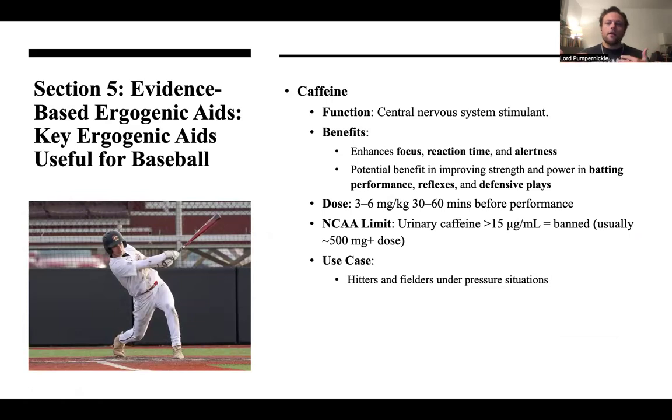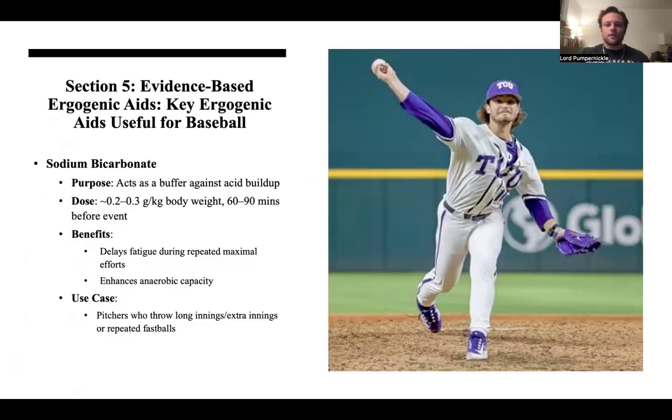Caffeine is another one, a central nervous system stimulant. It enhances focus, reaction time, and alertness. It can help with strength and power, batting performance, reflexes, and defensive plays. A good dosage is 3 to 6 milligrams per kilogram, 30 to 60 minutes before performance. The thing to keep in mind with caffeine is that its urinary limit is greater than 15 micrograms per milliliter, and it is usually banned around the 500 milligram dose or above. Caffeine is most beneficial for hitters and fielders under pressure situations.